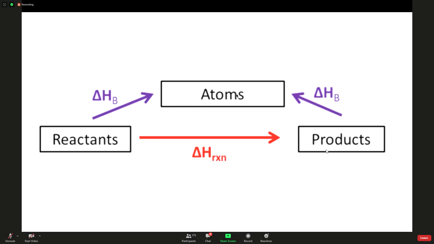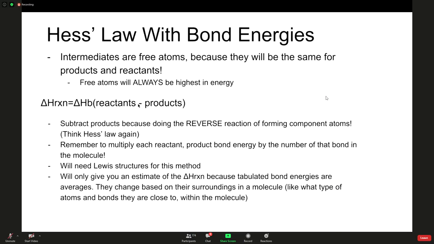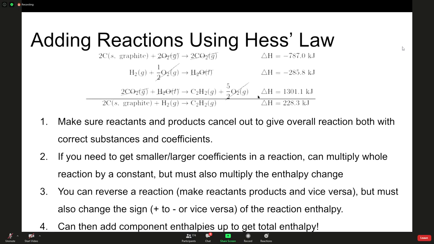But when you're going from the intermediate atoms to the products, you're going to want to reverse that reaction. You're forming the products from the intermediate atoms, so that's why you subtract the products. You're basically taking the negative delta H of that reaction, which is exactly what I was talking about in this slide. I believe it's rule 3, yes. Okay.